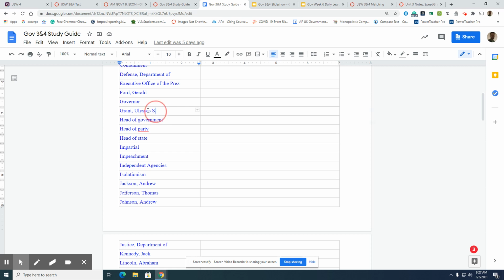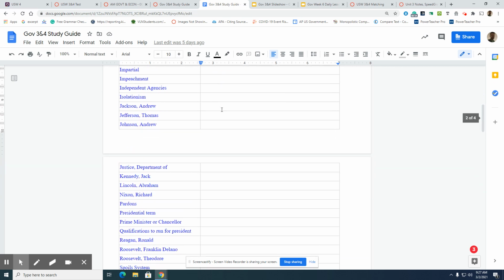So for instance, Ulysses S. Grant, putting down that he was a Civil War general would not be a correct description to match with this unit. This is a government class, not a history class. So you talk about his leadership, not about his existence outside of the presidency.